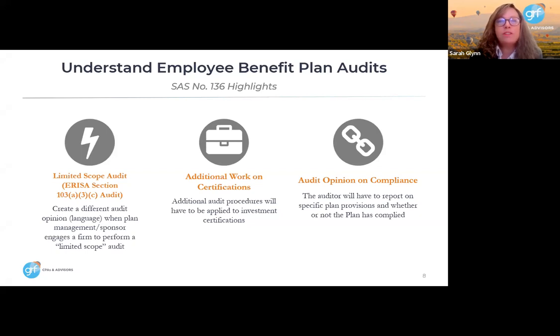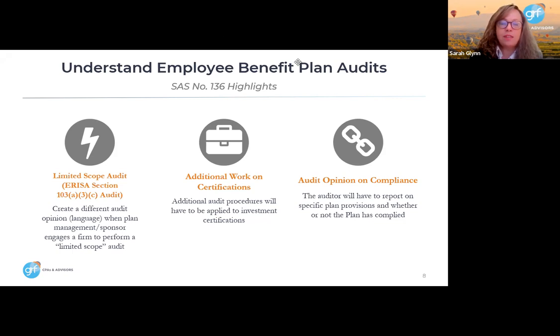With the removal of the disclaimer of opinion and limited scope audits, many of us will no longer need to start an audit committee or a board meeting with explaining what a limited scope audit is and why a disclaimer of opinion is okay for a benefit plan audit.